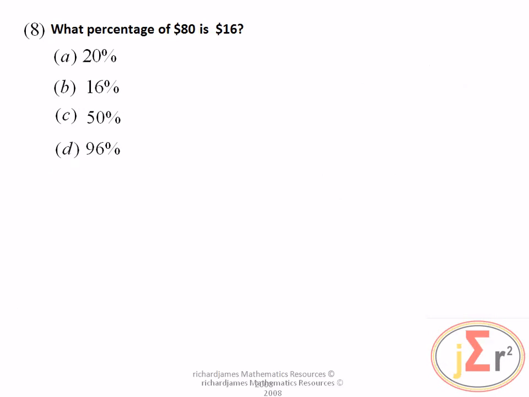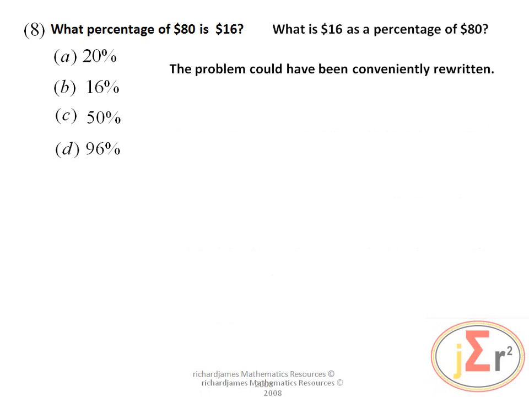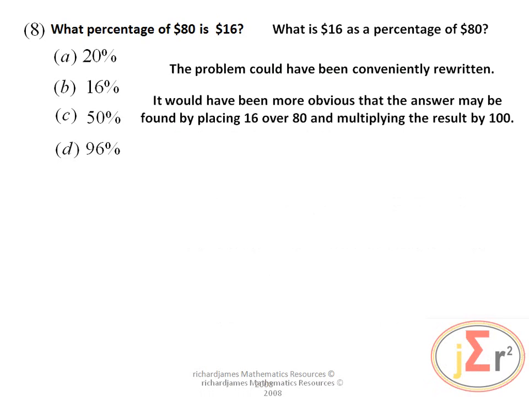What percentage of 80 is 16? The problem could have been conveniently written in another way. What is 16 as a percentage of 80? It would have been more obvious that the answer may be found by placing 16 over 80 and multiplying the result by 100. So, by rewriting the question, it becomes more obvious what we need to do in order to solve the problem.